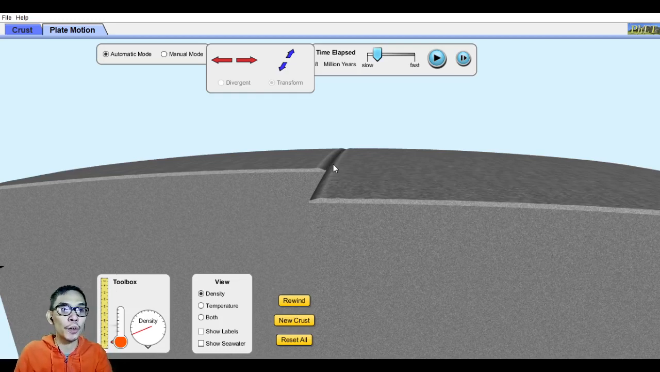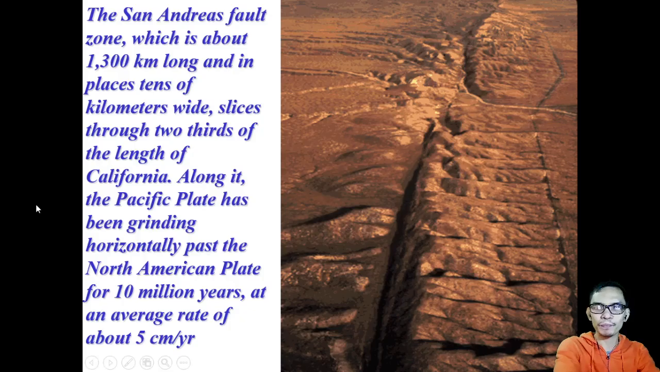That is why it is called a conservative plate margin. The transform plate boundary is also known as conservative because there are no plates being subducted and no materials being added to the Earth's lithosphere. So that is the transform plate boundary. Let's go back to our slide. There you have it, the transform plate boundary.